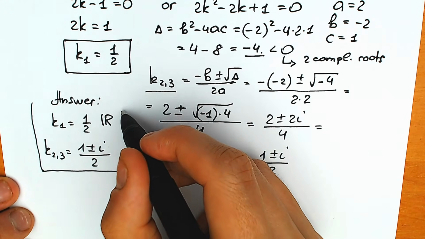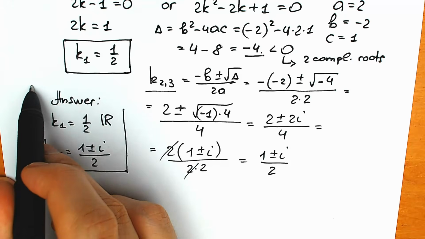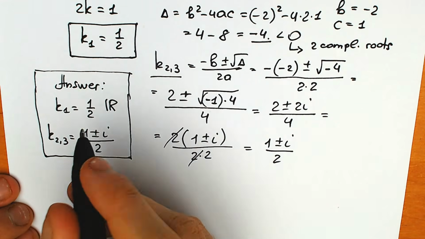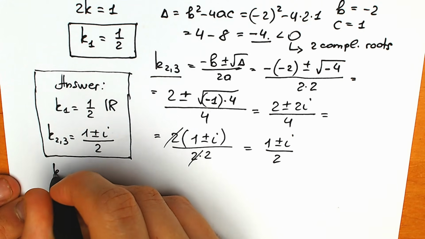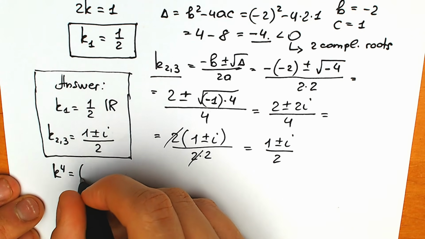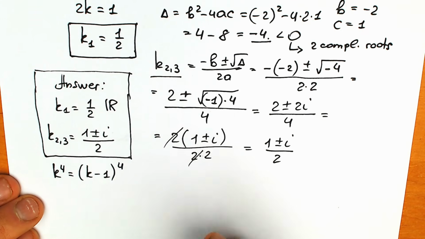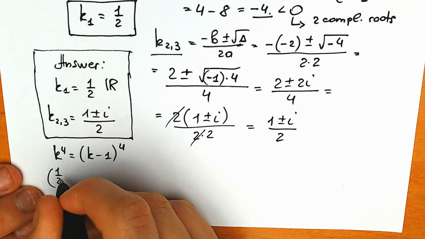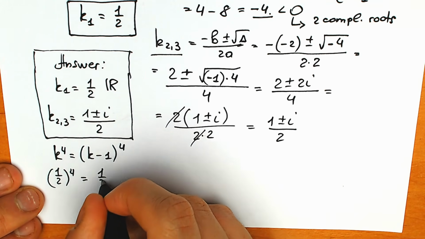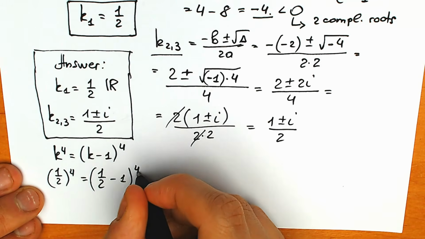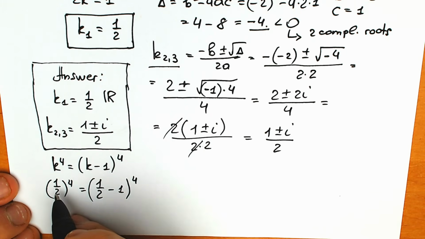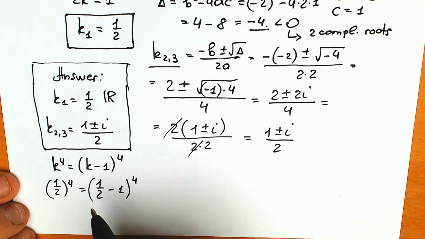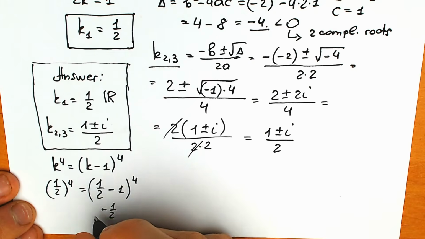And a few thoughts about this question, because as I said in the beginning, this is an extremely tricky question. First of all, let's check real quick our k first. In the beginning we had k to the power 4 equal to k minus 1 to the power 4. So let's check k equal to 1/2. We have 1/2 to the power 4 equal to 1/2 minus 1 to the power 4. On the left side we have 1/2 to the power 4, we don't need to simplify it, but 1/2 minus 1 equal to minus 1/2. So right here we have minus 1/2 to the power 4.